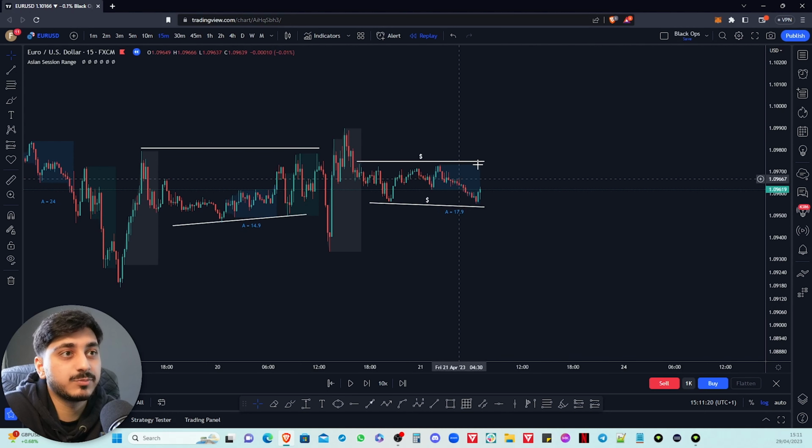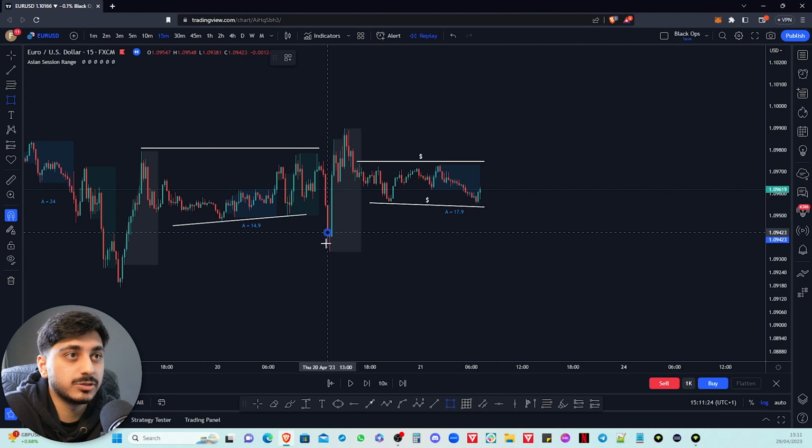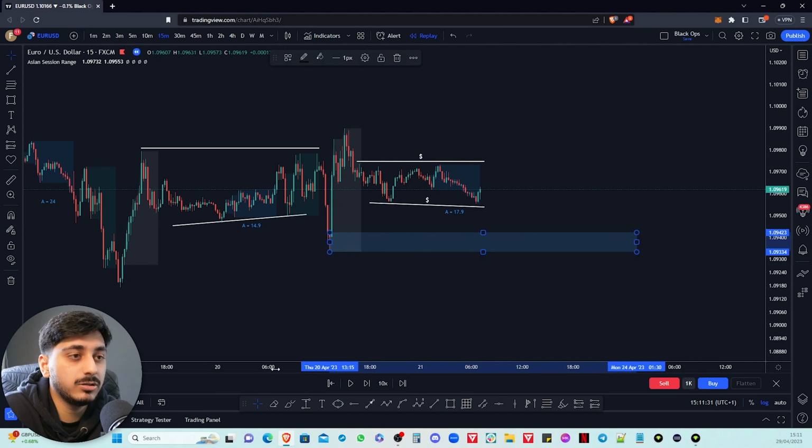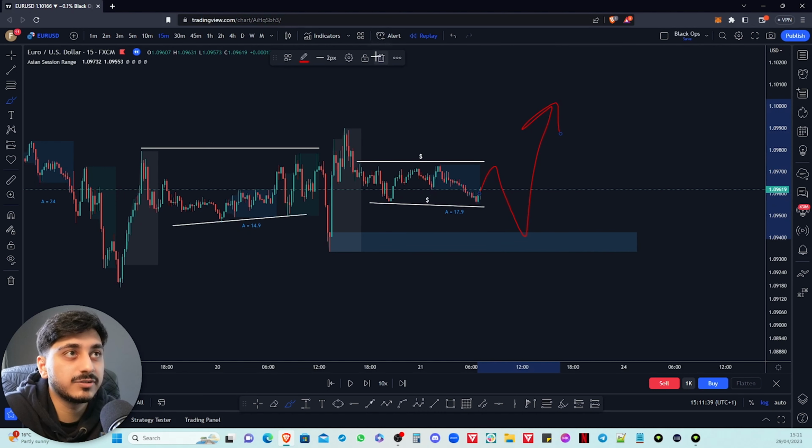Okay, so we have the liquidity. So now what we're expecting is price to come down into this POI. So let me just mark that out, and then we're expecting price to come into here like so. So something like this, maybe pull it in and then push to the upside. Very nice, very simple trade.